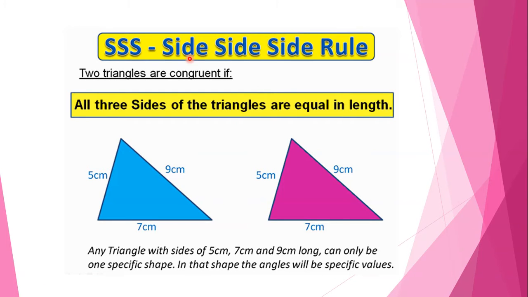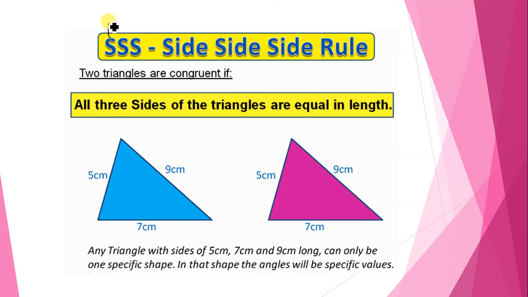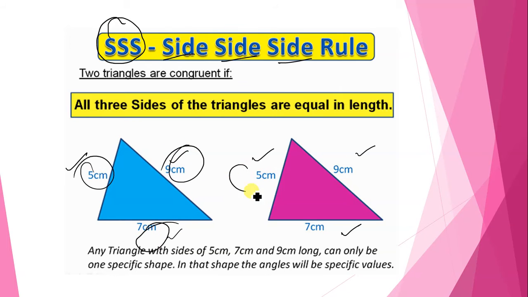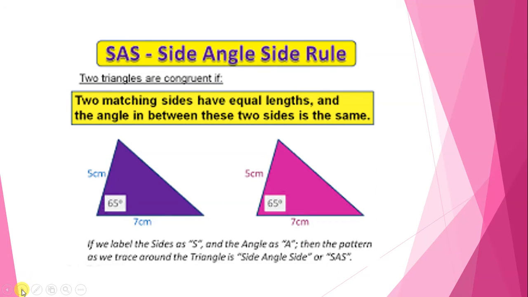First rule, SSS, side, side, side rule. Two triangles are congruent if all the 3 sides are equal. SSS means side, side, and side. Can you see 5 centimeter versus 5, 9 to 9, 7 to 7? So here all sides are equal. So yes, they will be congruent by using the SSS rule.